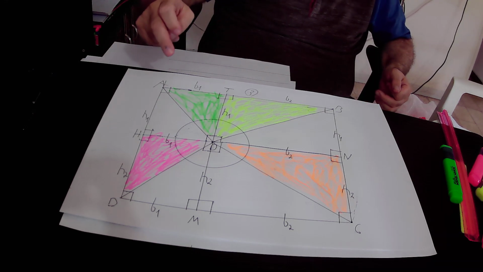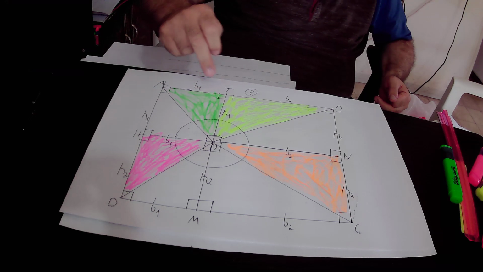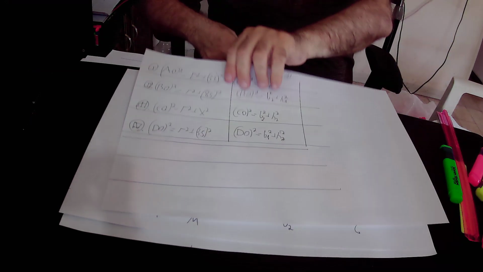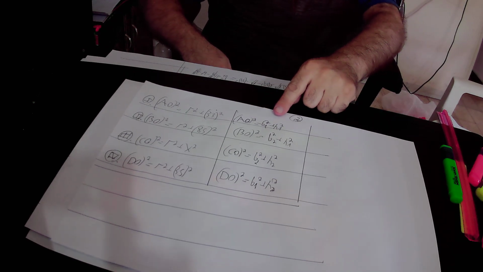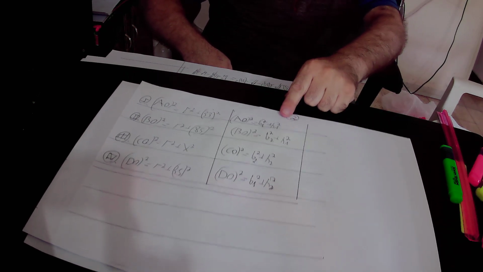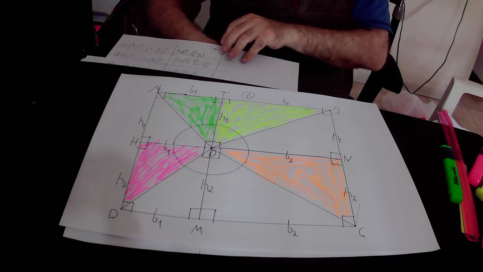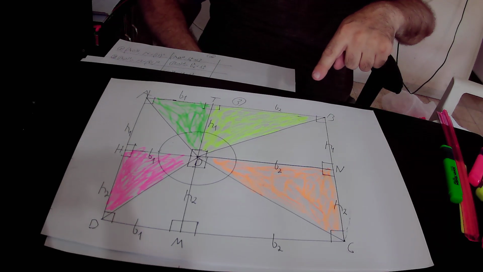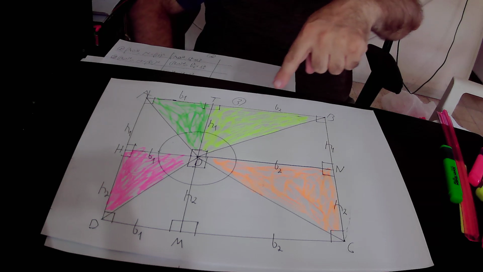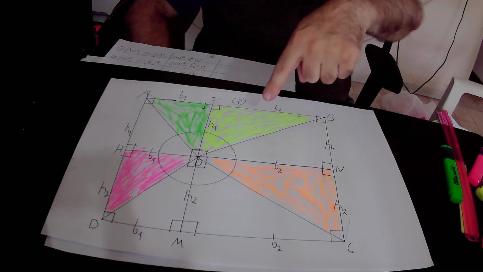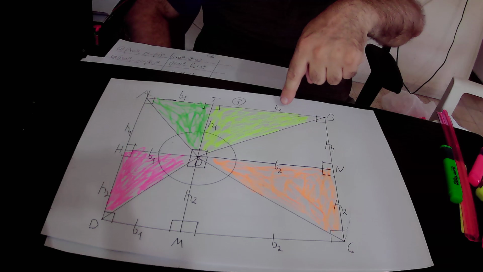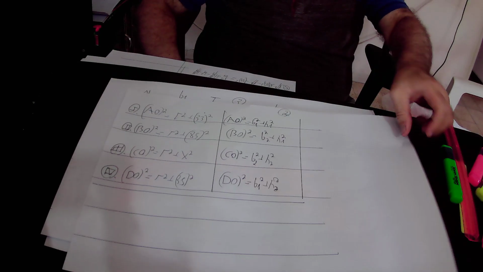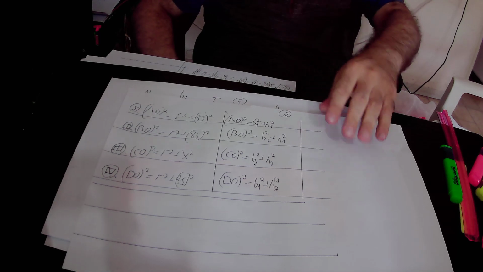According to the Pythagoras theorem, AO square equals B1 square plus H1 square. Then we joined points B and O together by a straight line. In the right yellow triangle OTB, BO square equals B2 square plus H1 square. Again, BO square equals B2 square plus H1 square.